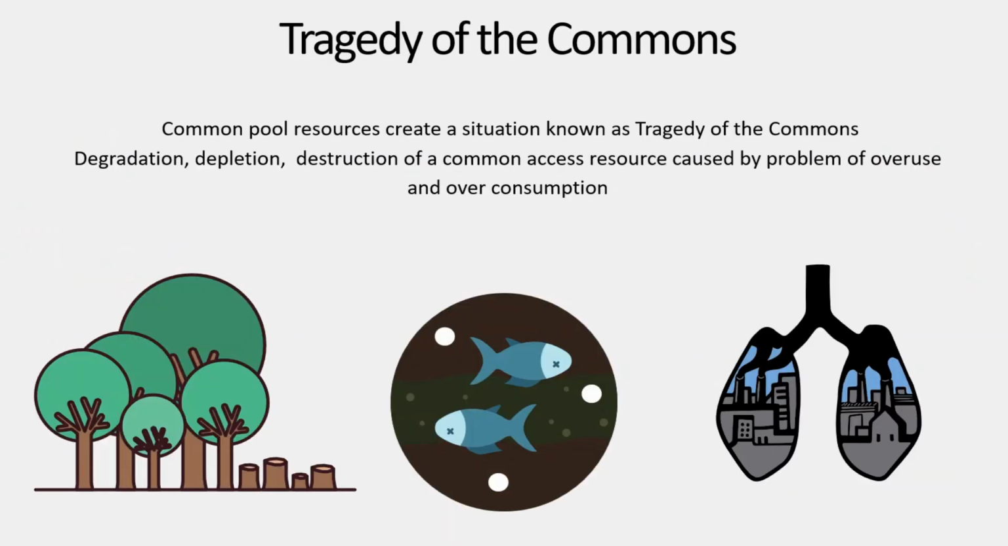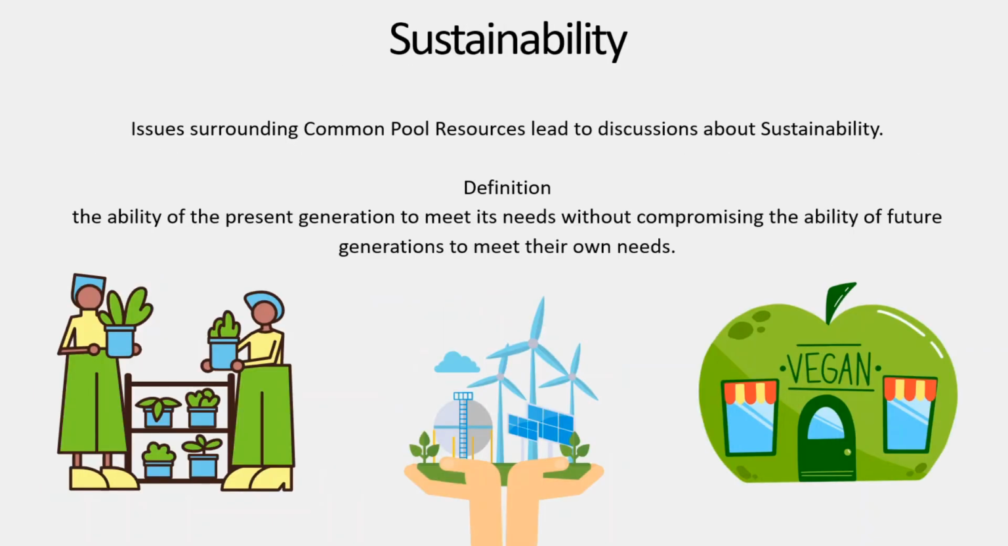One of the issues we have in common goods is the tragedy of the commons. If things are all non-excludable and non-rivalrous, it could completely lead to problems with sustainability or a destruction of an ecosystem because there's no opportunity cost for using them. So sustainability is an issue that we focus on when we talk about common pool resources, tragedy of the commons. Sustainability is the ability of the present generation to meet its needs without compromising the ability of future generations to meet their own needs.